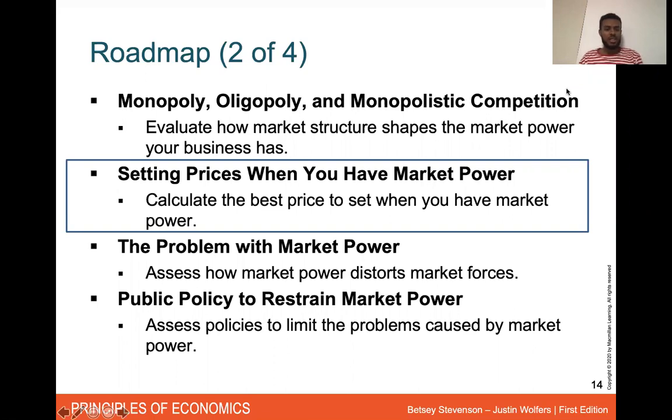So I'm going to be going over the next section, 14.2, on how firms set price depending on their market power. So, yeah, let's get started.